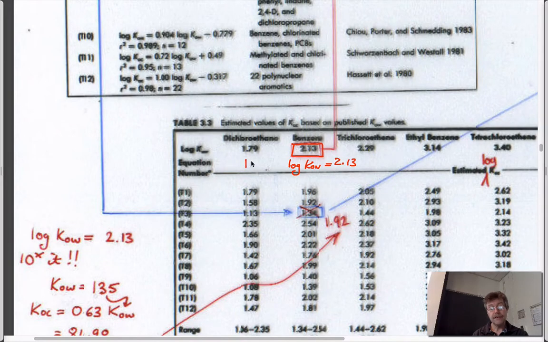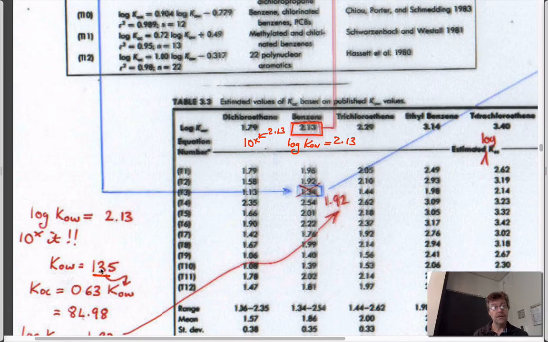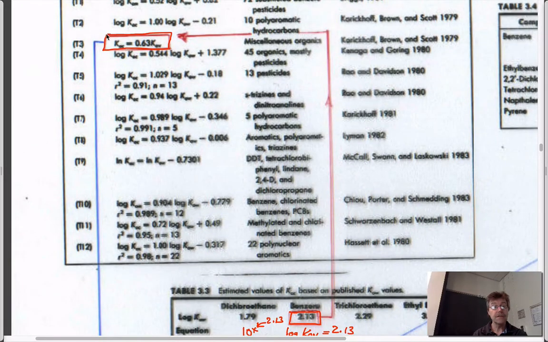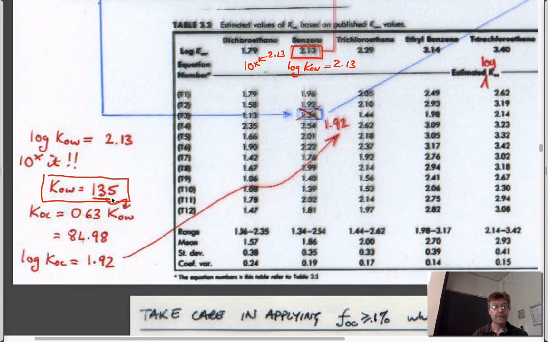If you take 10 to the power 2.13, that goes in here, and you'll find that you get 135. Just 10 to the power 2 is 100, so 2.13 is slightly larger than this. This gives us the magnitude of the octanol water partition coefficient. If we know what this is, we can substitute it back into this equation here. And if you substitute 135 into this, we end up with this magnitude of 84.98.